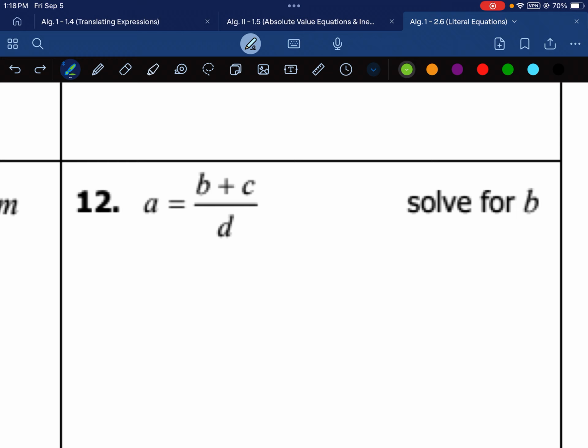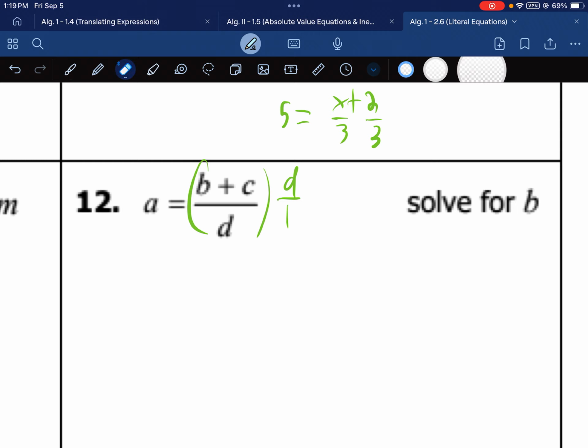Number 12 here, we're supposed to solve for b. So here's an example of what we can't do. We cannot do d over c because we're not multiplying with c. So instead, I will just undo here the addition and division. I'll just undo the division first, which is d over 1. You have to undo the division first in this case, similar to how if I had like 5 equals x plus 2 over 3, I'd have to undo the division first as well, because remember, this is secretly x over 3 and 2 over 3.